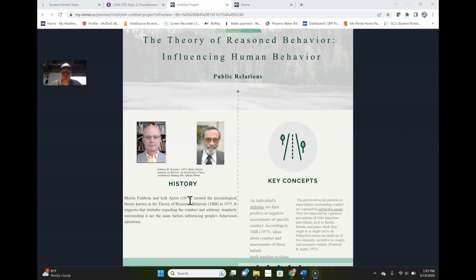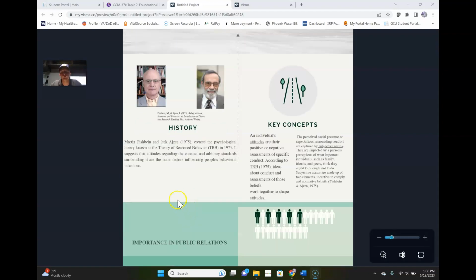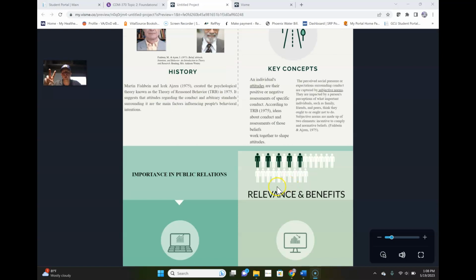It suggests that attitudes regarding the conduct and arbitrary standards surrounding it are the main factors influencing people's behavior and intentions. Two major concepts of this are attitude and subjective norms. An individual's attitudes are their positive or negative assessments of specific conduct. According to TRB of '75, ideas about this conduct and assessments of those beliefs work together to shape attitudes.